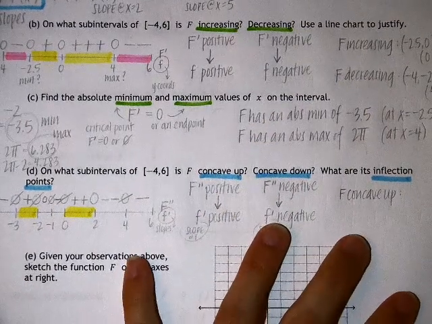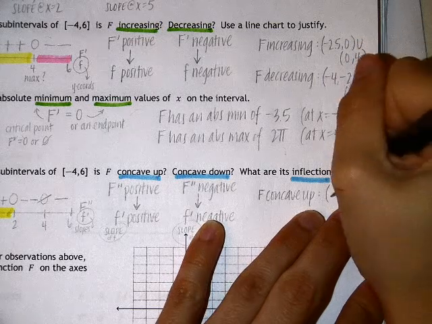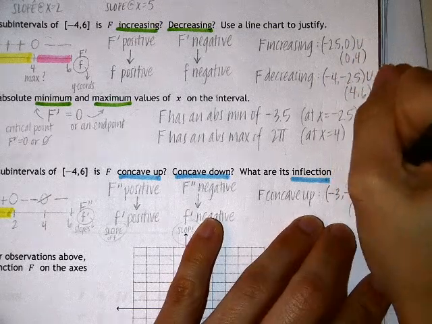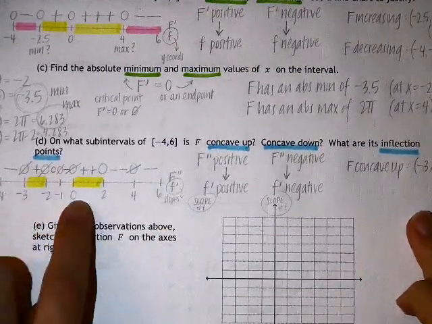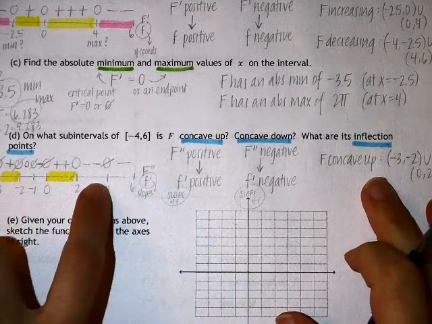So it seems as though, based on my line chart, the intervals on which I'm concave up are -3 to -2 in union with 0 to 2. So that looks pretty good, and that follows the logic I've always known, that big F is concave up when its second derivative is positive.